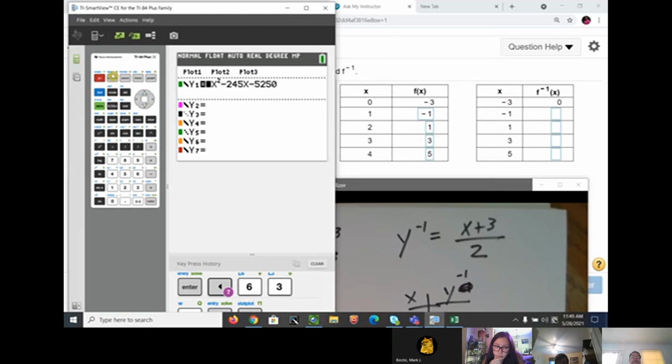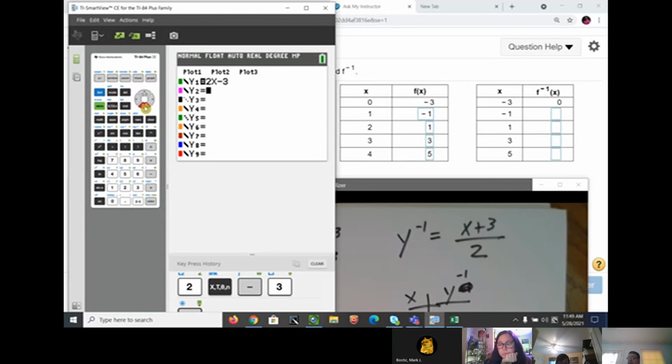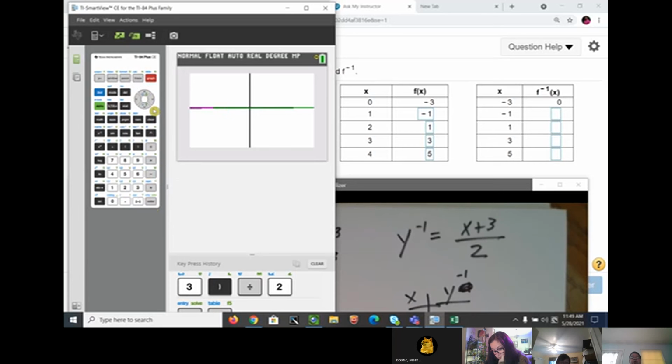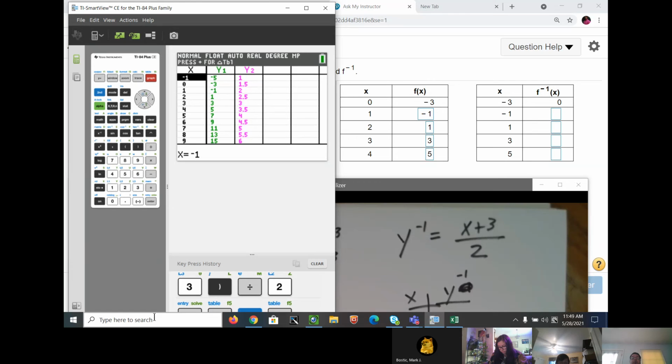I would go to y equals, clear, and type in 2x minus 3. And then the bottom one is x plus 3 divided by 2. What you're going to see is that x is equal to y and y is equal to x. You're going to see that in just a second. Graph. I really don't care about this graph because all you have to hit now is second, table, which is graph, and there's your points.